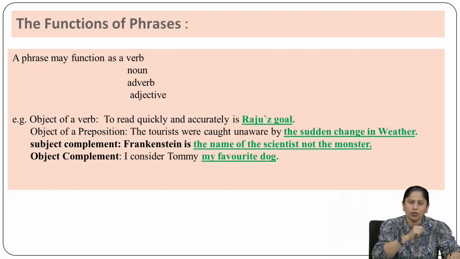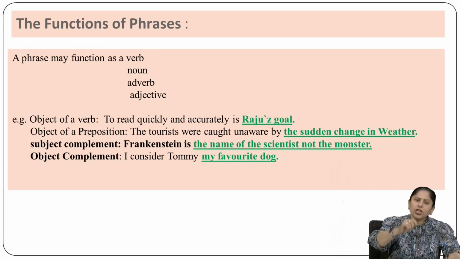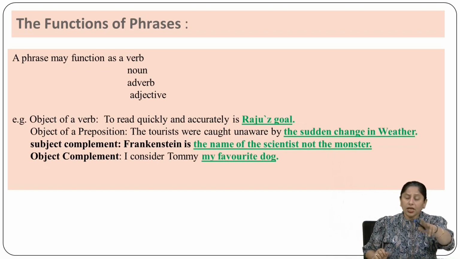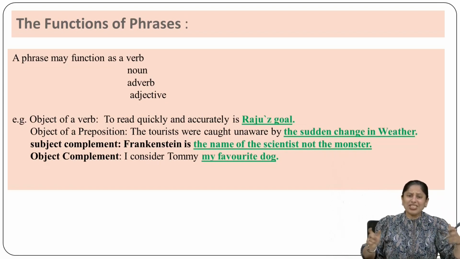Subject complement. Look, Frankenstein is the name of the scientist, not the monster. She is the intelligent girl. Then intelligent and girl, she and girl are equal. So subject plays the role of the complement. Subject becomes the complement. Subject plays the role of the complement, and subject complement could be found over here in the phrases also, because they are the phrases in front of you. They are not a particular word. As for example, she is the doctor.